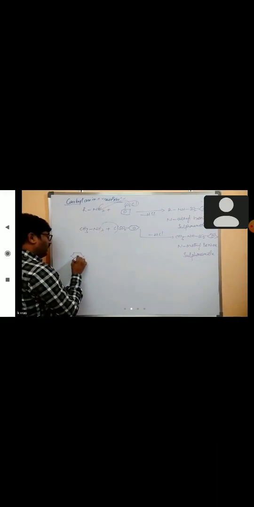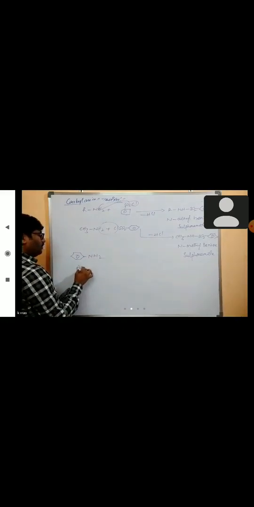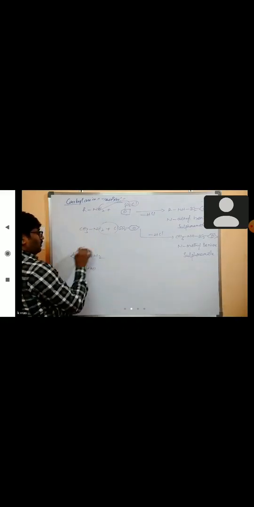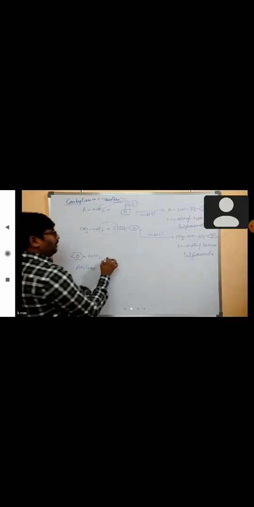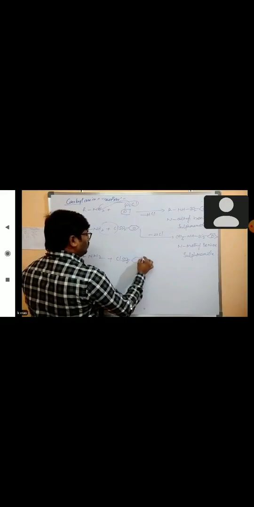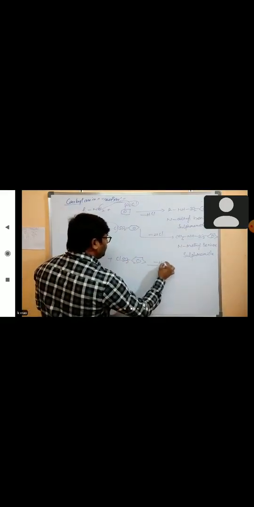If R is equal to phenyl, that is aniline. Aniline plus benzene sulfonyl chloride loses HCl. Here we get N-phenyl benzene sulfonamide. The compound is benzene NH SO2 benzene, so the name of the compound is N-phenyl benzene sulfonamide. This is the reaction of primary amines with benzene sulfonyl chloride.